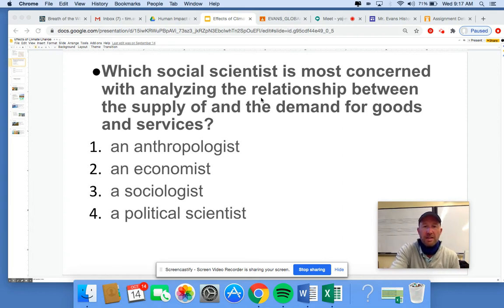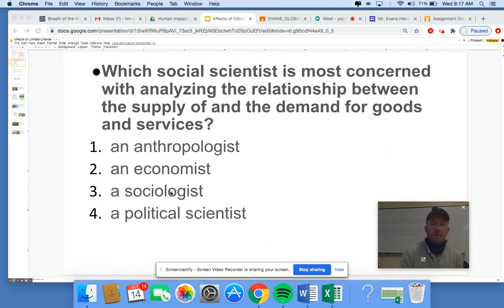Well, anthropologists, they study different cultures. Sociologists study groups of people. Political scientists study governments, and economists are the ones that study the supply and demand of goods and services. They're the ones that are looking at money.